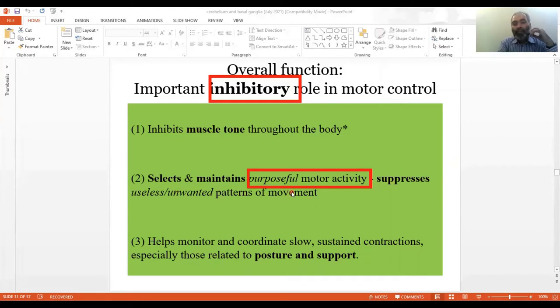So it selects and maintains purposeful patterns of motor movement, while very importantly suppressing the useless and unwanted patterns of movement. Okay, number three, it helps monitor and coordinate slow sustained contraction, especially posture and support, as mentioned again. This is an important point. So it helps and monitors slow sustained contractions of mainly the anti-gravity muscles and so on. So these are the three overview functions of the basal ganglia.